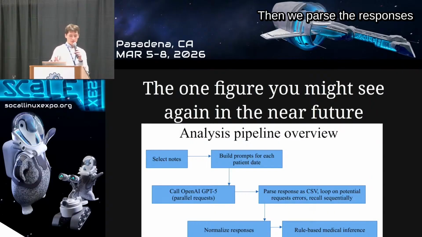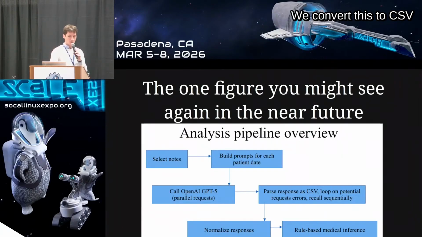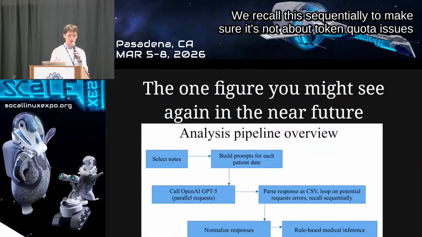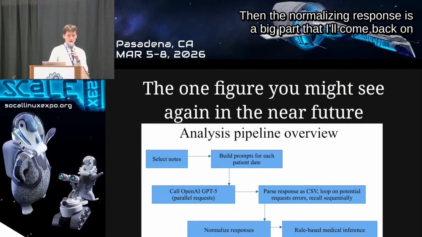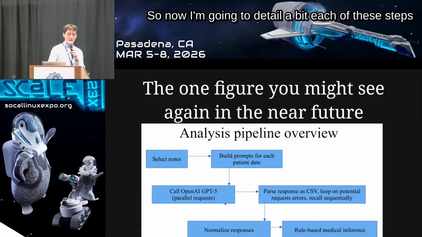Then we parse the responses. So we ask it to output a JSON format. We convert this to CSV. We might have some request errors. We recall these sequentially to make sure it's not about token quota issues. Then the normalizing of responses is a big part that I'll come back to. And then we have a final rule-based medical inference. So now I'm going to detail each of these steps a bit.